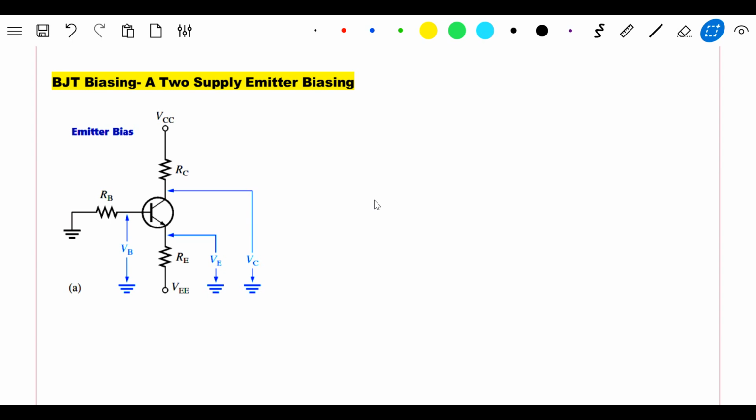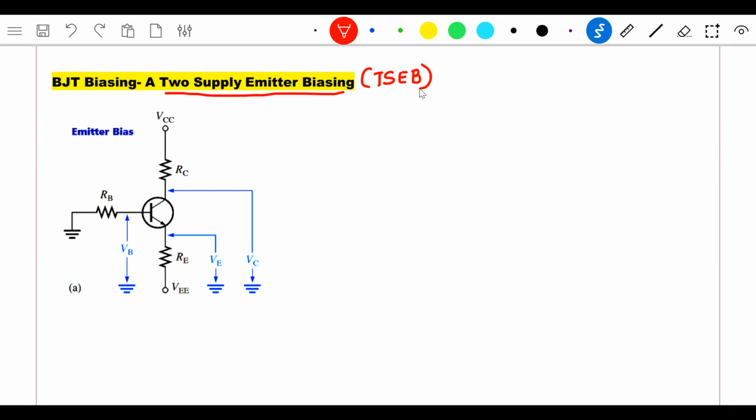Okay, hello students. In this video, let us look into the next biasing circuit, which is called the two supply emitter bias circuit. We call it TSEB, two supply emitter biasing circuit. This is also an emitter biasing. All of this falls in the family of the common emitter configuration, so keep that in mind.